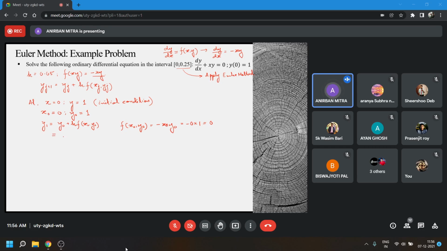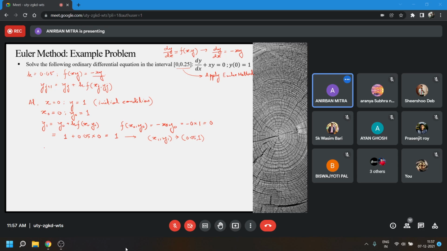So we can now substitute the values. This is 1 plus 0.05 multiplied by 0 gives us 1. So y1 is now obtained. y1 is 1. So what is this point? The next point in our solution, x1, y1, is basically 0.05, 1. With that value, we can go to the next one.